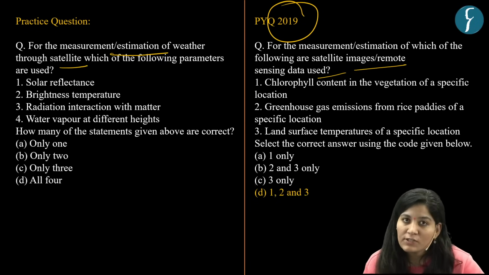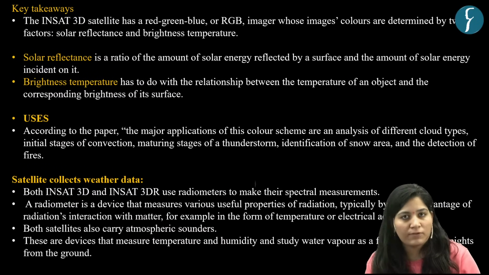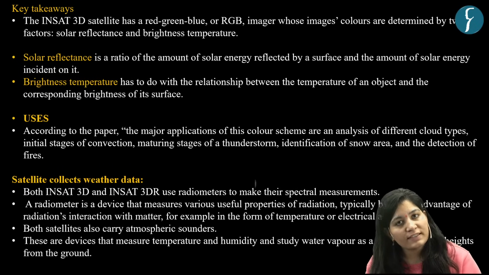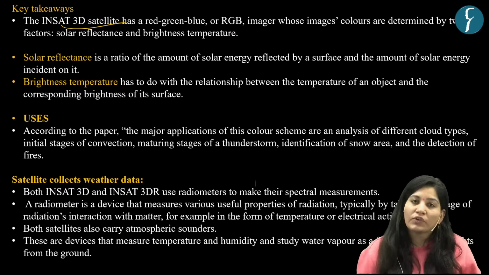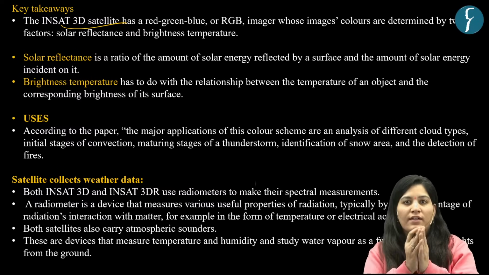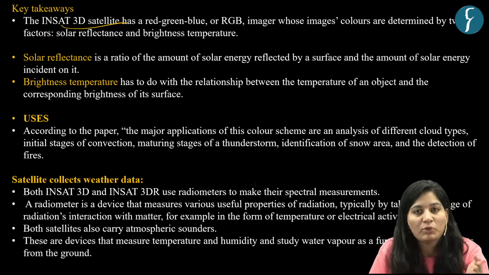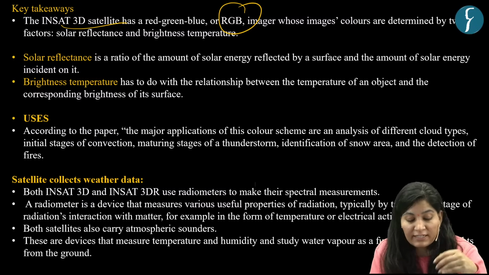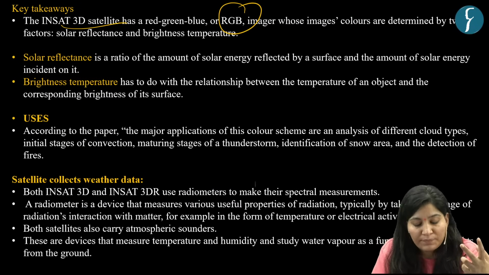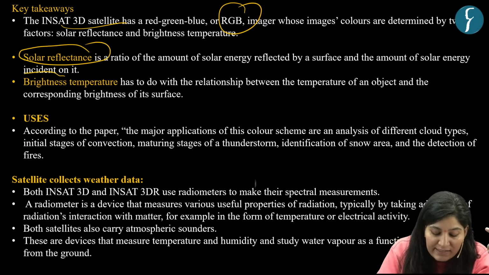To answer this, first we need to know about the major takeaways from this article. This article revolves around the weather forecasting satellite INSAT-3D. And this satellite uses 3 colors to produce an image: red, blue and green, RGB. And these colors are determined based on 2 factors. First is solar reflectance. Another factor is brightness temperature.